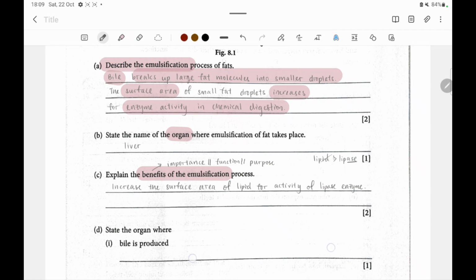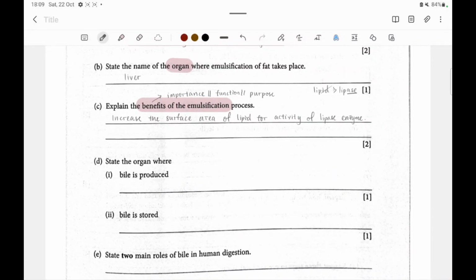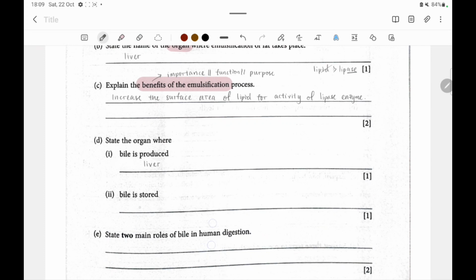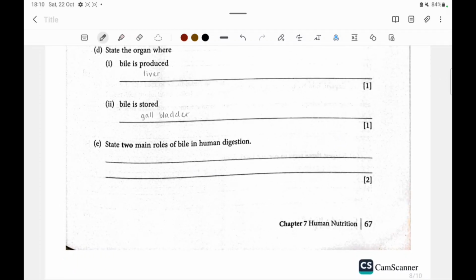Okay, state the organ where bile is produced. So this one, bile is actually produced in liver, and then after that it is stored in gallbladder. Okay, E. State the 2 main roles of bile in human digestion. So 2 importance, 2 main functions, same thing.